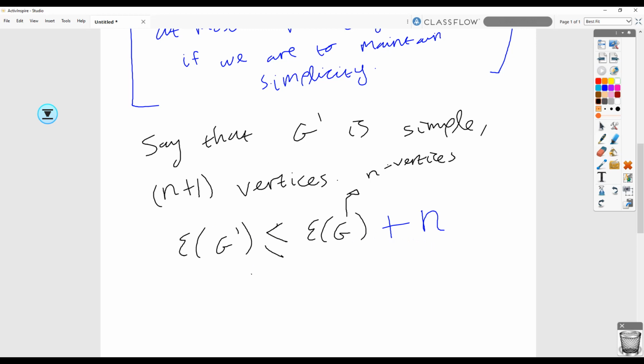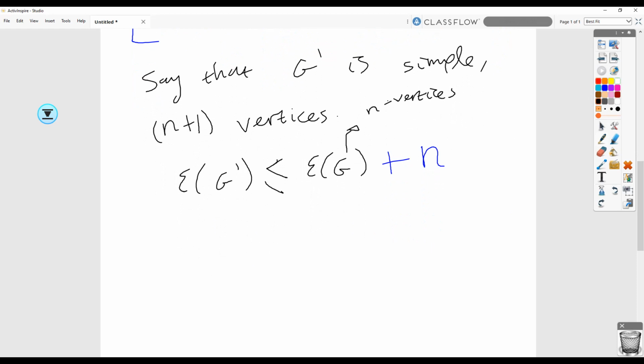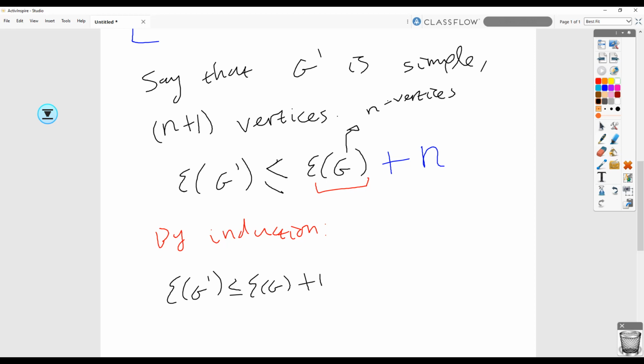So by induction, we can apply the induction condition to E of G, because that has n vertices, and we assume that the theorem works up to n vertices. So I can say that E of G dash is less or equal than E of G plus n, but E of G is less than or equal to n choose 2 by the induction hypothesis. So I can say that E of G dash is less or equal than n choose 2 plus n.